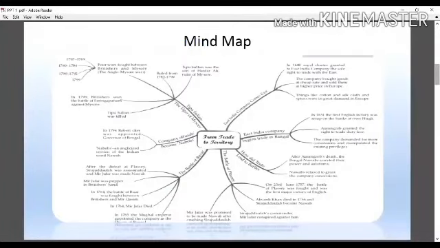History Chapter 2, From Trade to Territory. And this is a mind map to summarize what we are going to study in this chapter.